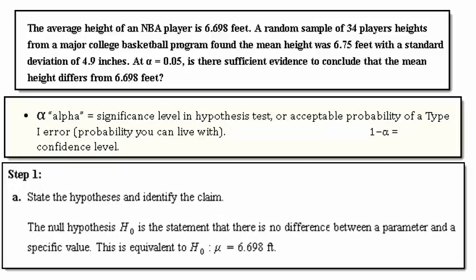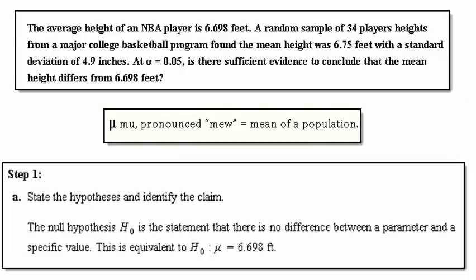Okay, so the first thing we should do is state the hypothesis and identify the claim. The null hypothesis, given by H sub 0, is the statement that there's no difference between a parameter and the specific value. So we would write that as H sub 0 colon, and then we use the average symbol equals 6.698. Now I called this symbol the average symbol, but technically we call that mu. It's pronounced mu, and it stands for the mean of a population.